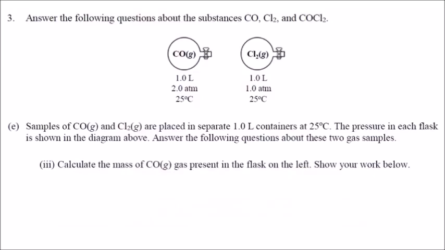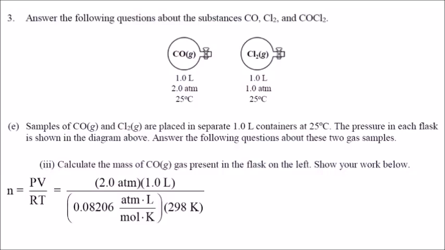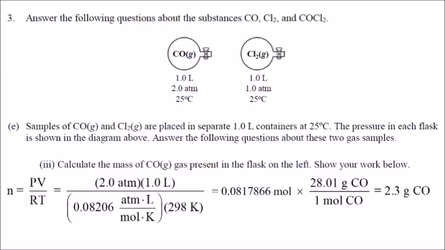In the next part, calculate the mass of carbon monoxide gas in the flask on the left. This will be an ideal gas law equation. We're solving for moles. So if PV equals nRT, that means that n equals PV over RT. The pressure is 2 atmospheres. The volume is 1 liter. We have the gas constant 0.08206, and 25 degrees Celsius becomes 298 Kelvin. This gives us approximately 0.0818 moles. Multiply by the molar mass of carbon monoxide, and we get 2.3 grams of carbon monoxide in the flask.